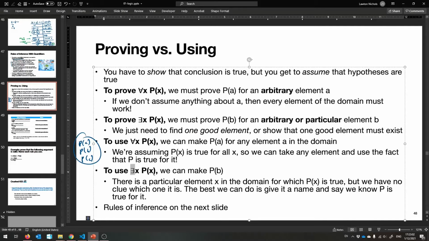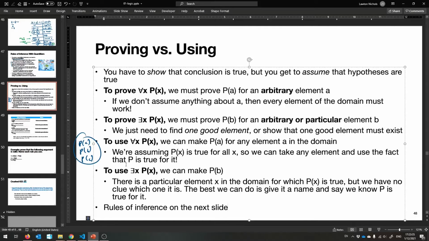All right? To use there exists an x, p of x is true, that's a bit weird. It is not very intuitive. The idea is you can extract p of b out of this, but you're not sure which b it is. You just know that you have one thing that p of b is true for. There is some particular element x in the domain for which p of x is true, or b such that p of b is true, but we don't know which one it is. Okay? The best we can do is give it a name and say we know p is true for it.